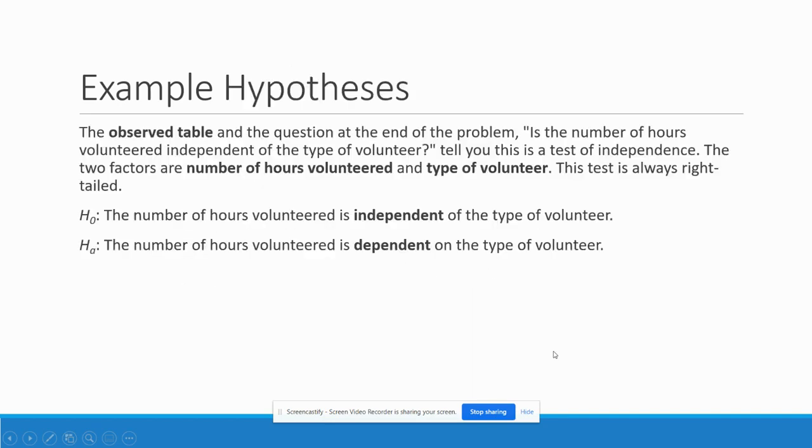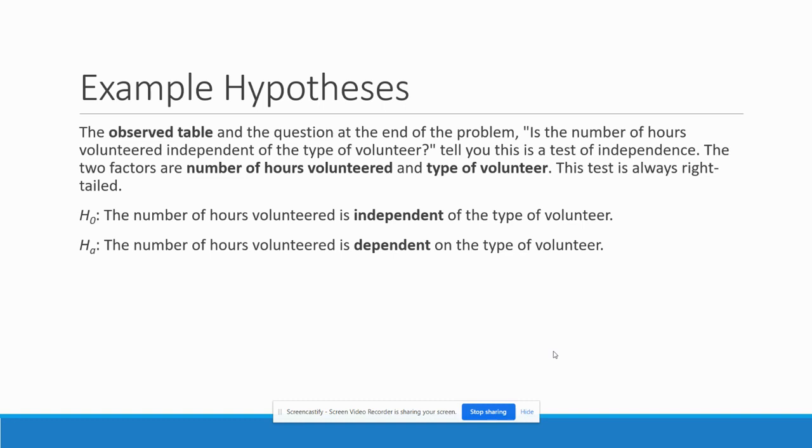Okay. So let's see this. Remember, my question was, is the number of hours volunteered independent of the type of volunteer? You see "independent" in there? That tells you it's a test of independence. There's nothing harder than that. If I want to know if 2 factors are depending on each other or independent, that's where I'm going to use this type of test.